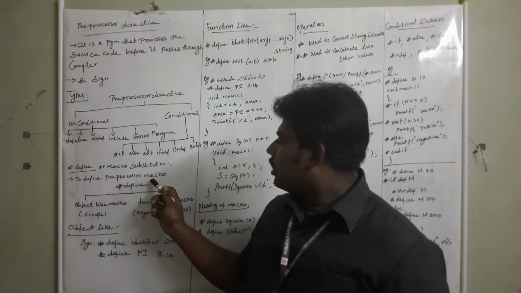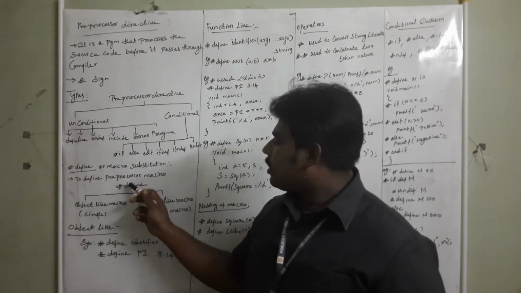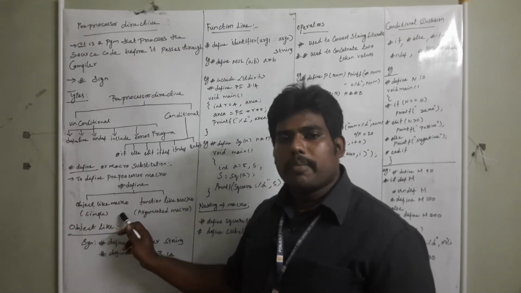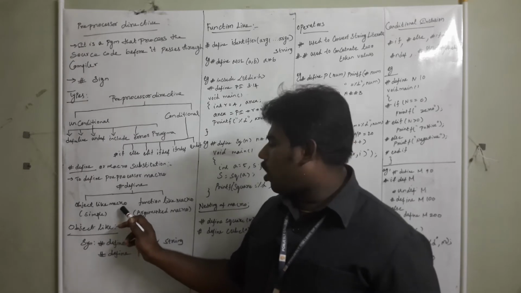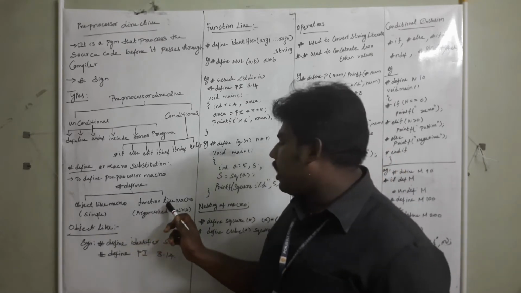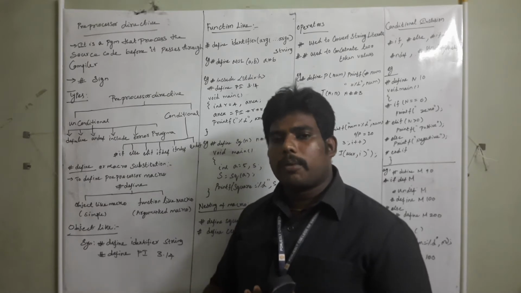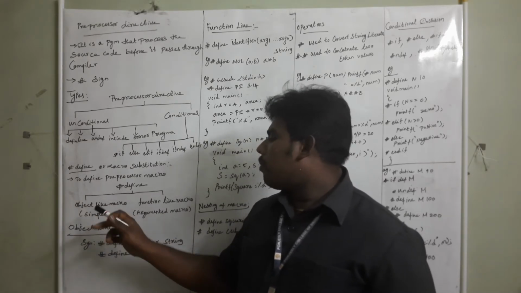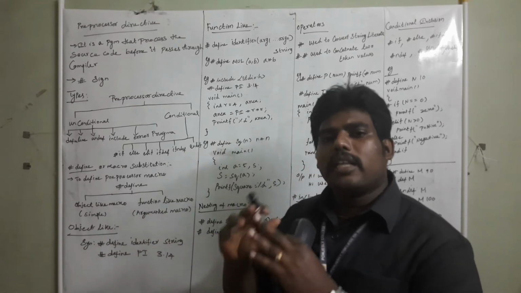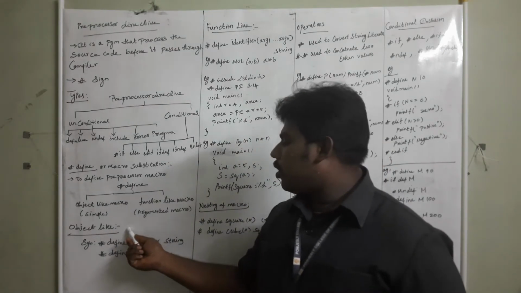This hash define macro substitution is divided into two types. One is object like macro, that is symbol macro, and another one is function like macro. The function like macro is otherwise called argumented macro. Single is named as object type and function is named as argumented macro. Anything which comes inside the bracket we say is an argument. First we see object like macro.